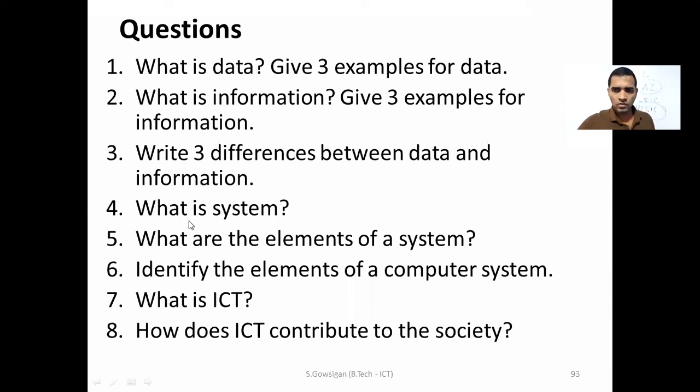Okay. Fourth, what is system? Combination of components which work together to perform tasks. Right? Combination. Don't memorize anything. Components, right? They must be collection or combination. So combination of components which work together to achieve or to do specific tasks. What are the elements of system? Input, process, output. Identify the elements of a computer system.